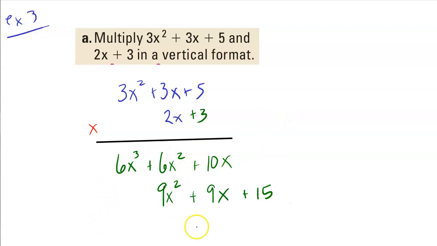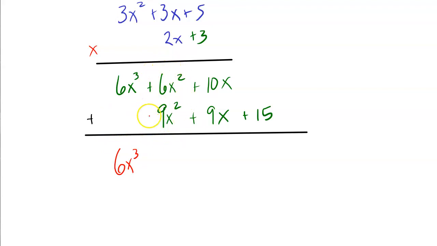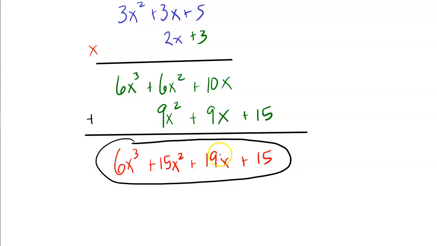So now I have these two things that I multiplied, and now I'm going to add these two things together vertically. So I'm going to look at each column, and now I have 6x cubed plus nothing, so that's going to stay as 6x cubed. I'm going to look at the next row for the x squares, and that's going to be plus 15x squared. And then I have plus 19x plus 15. So there is one way to multiply polynomials, and that's what they call the vertical format.